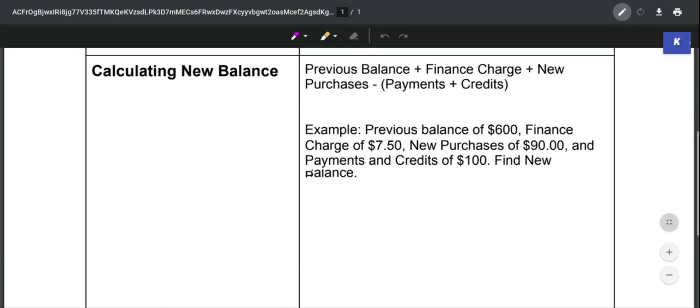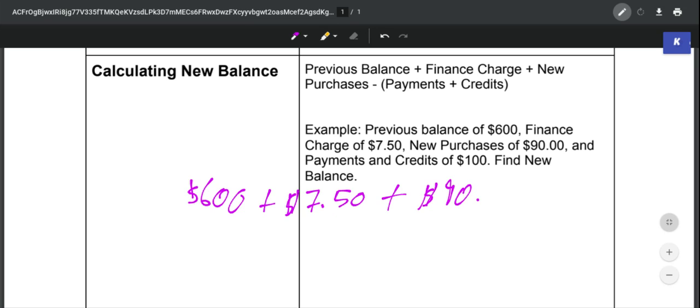So let's go through this example. We've got a previous balance of 600. So we're going to be taking 600, adding our finance charge, which is 750. Typically, if you don't pay your bills, I don't know the exact percentage, but usually it's more than 750. A lot of times credit card companies use that as a way to get more money out of you if you don't pay it back on time. That's why it's so important to pay it back on time. We're going to add our new purchases, and then subtract our payments and credits, which is $100. So these actual calculations are not too complicated.